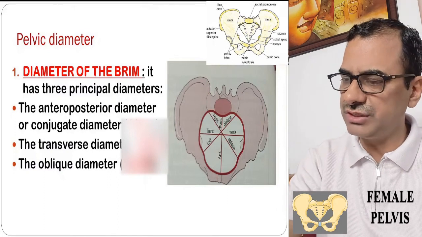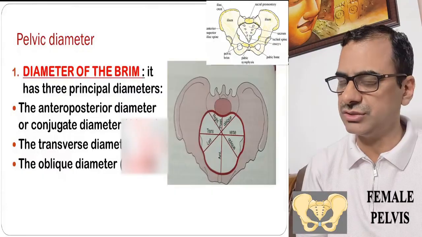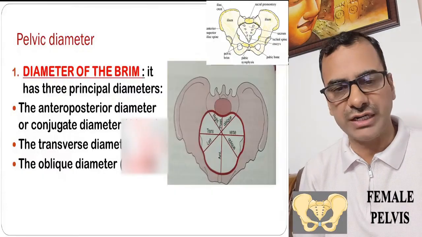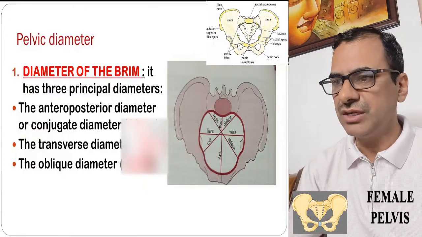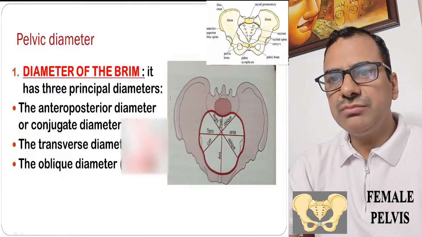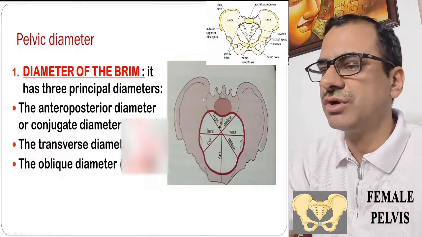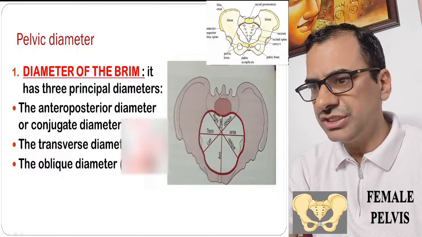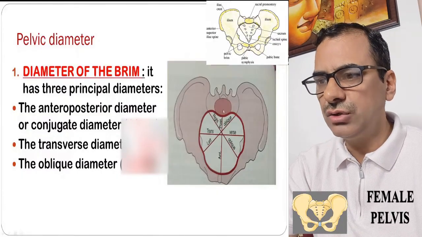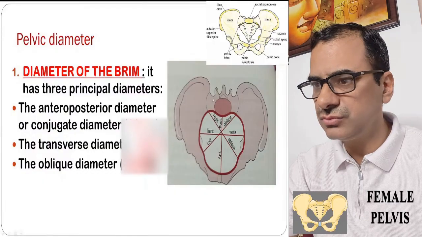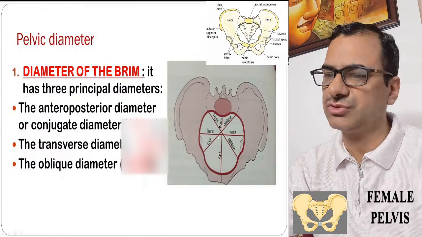Diameters. There will be three types of pelvic diameters: diameters of brim, diameters of cavity, and diameters of outlet. First we will start with the diameters of pelvic brim. Pelvic brim has basically three types of main diameters. What are those? Antero-posterior, also known as conjugate diameter, then oblique diameters, two oblique diameters, and one transverse diameter.